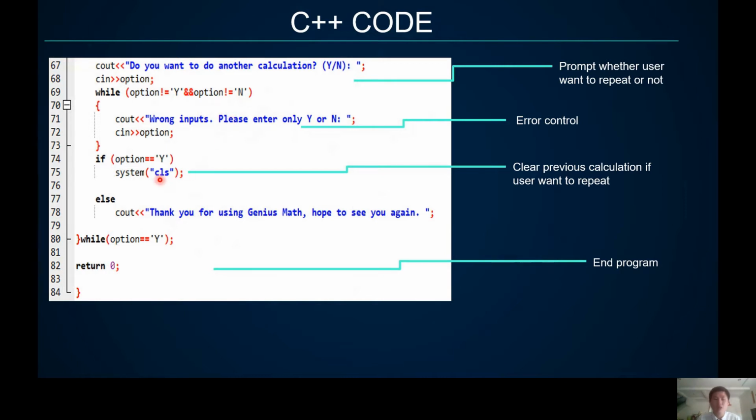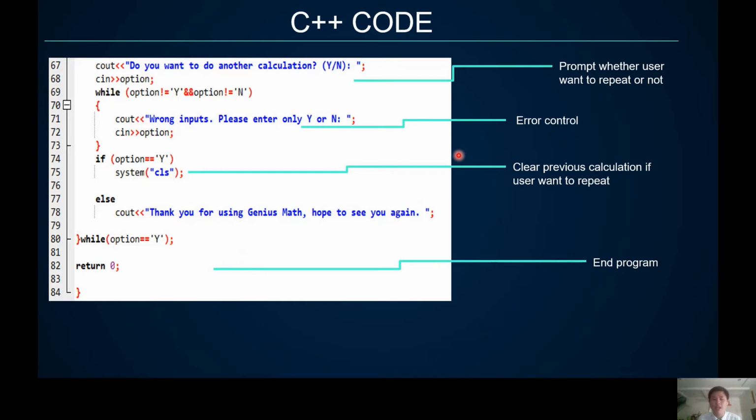Then, if option equals Y, meaning the user wants to repeat the calculation, we will use system CLS, meaning clear the previous calculation screen in order to have a nicer screen for the user. Else if the user enters N, we will display a thank you message. And this is the condition of the do while loop. While option equals Y, the loop will repeat. Then we end the program.